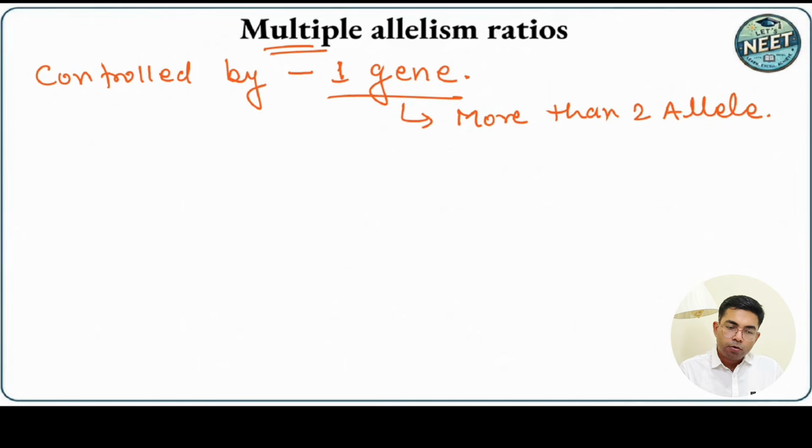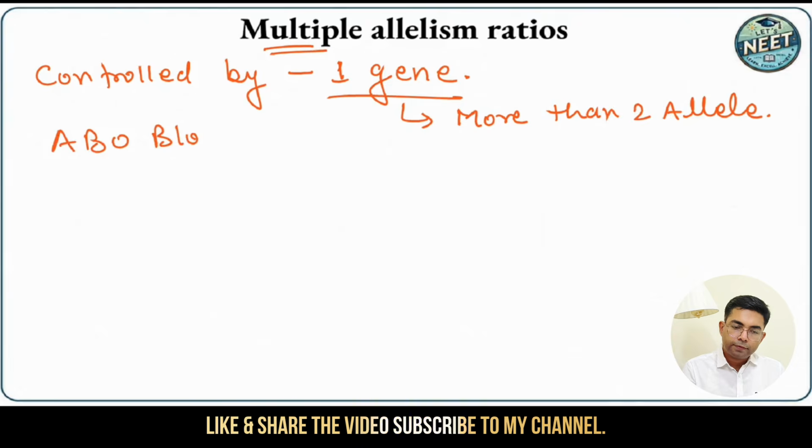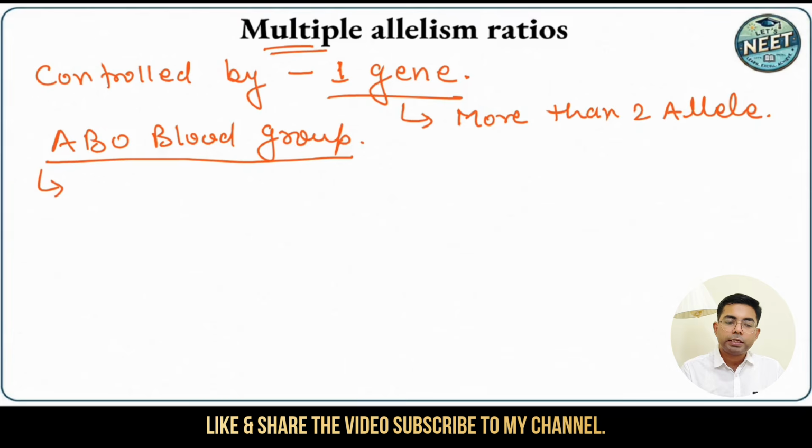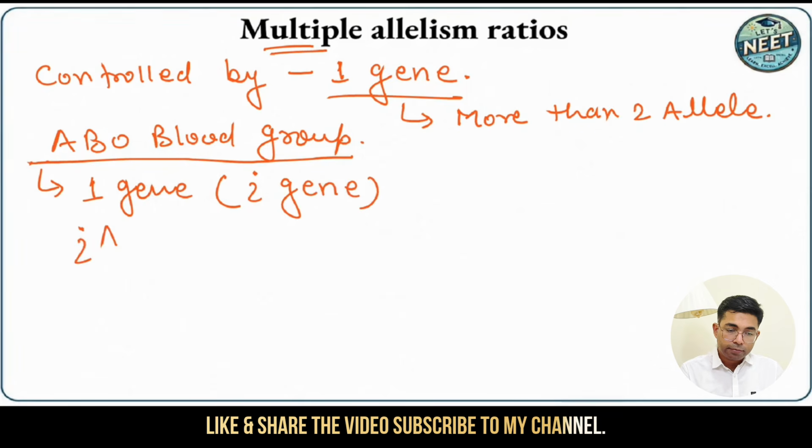Now ABO blood group is an example of multiple allelism. A very common question sometimes asked is, how many genes control ABO blood group? So it is one gene. And what is the name of the gene? The name of the gene is the I gene. And this I gene has how many alleles? So it has IA, IB and IO.